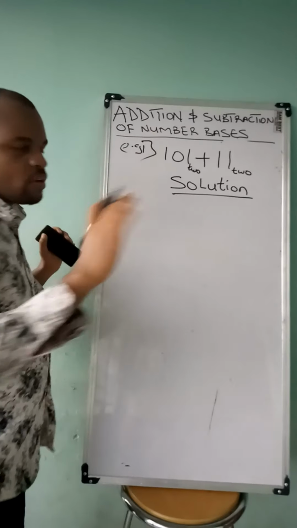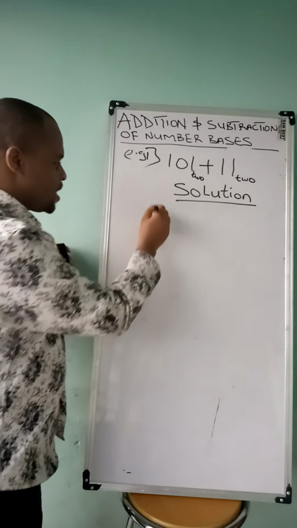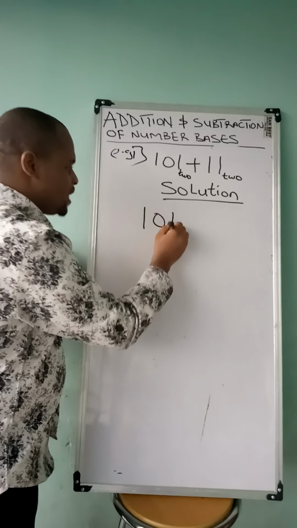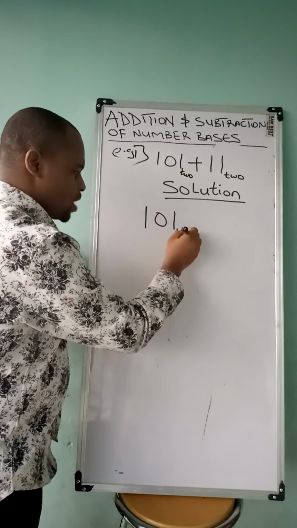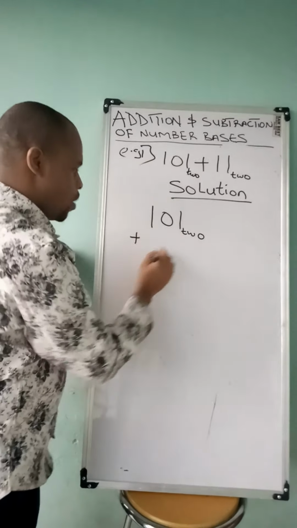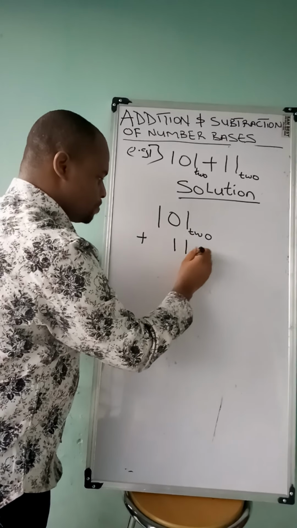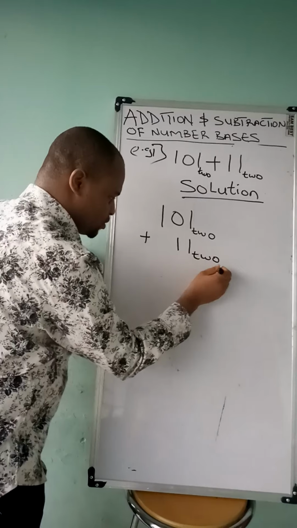Remember what we did before was a reminder. Now we are coming to the main topic for today. I'll write my 101. Don't forget we are working in base 2 plus 11. Don't make mistakes. I always arrange properly so that you'll be able to get it right.